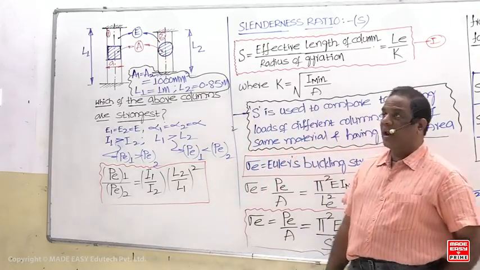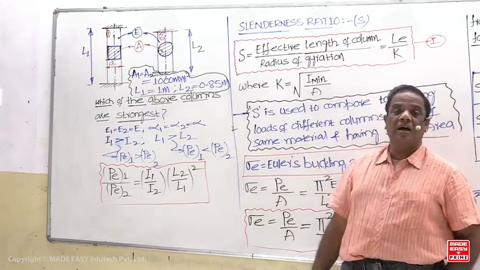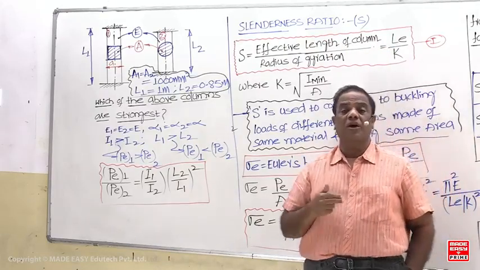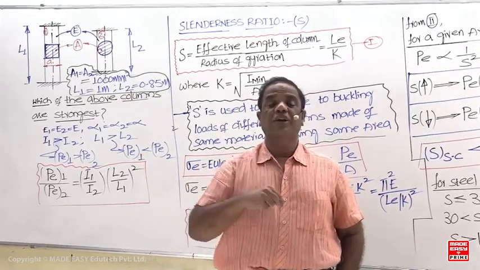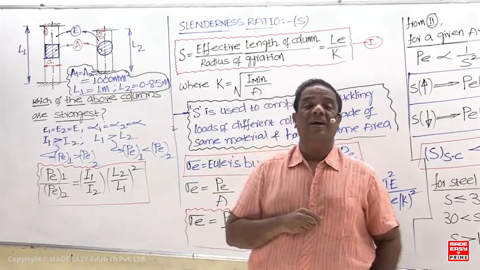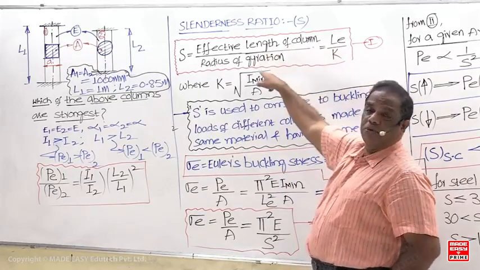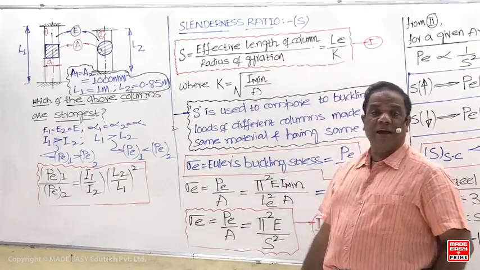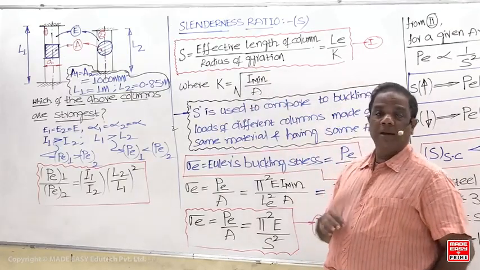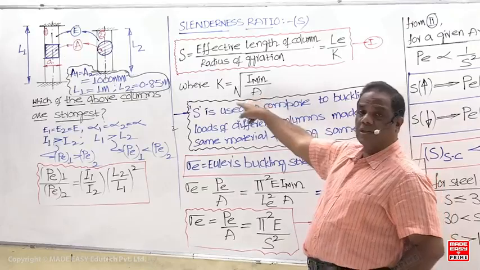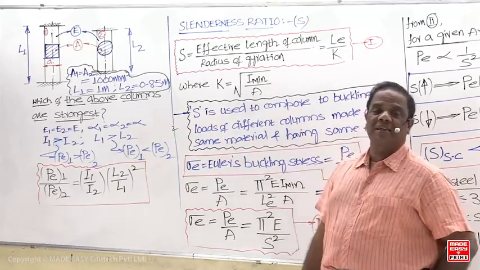Now, one more parameter left out is the slenderness ratio. Slenderness ratio is the ratio of effective length of the column to radius of gyration. Radius of gyration is nothing but the square root of I minimum upon A. Everybody is going to write down square root of I by A, but here you have to go for I minimum, the minimum of Ixx and Iyy.